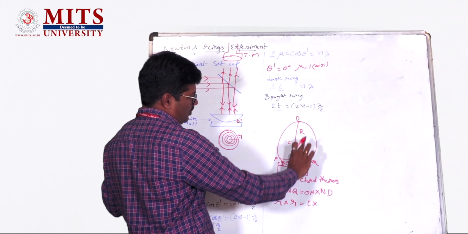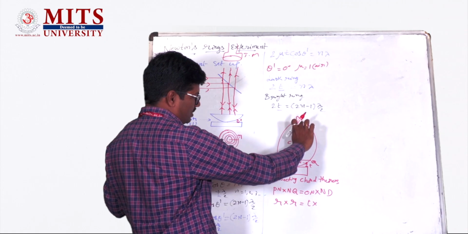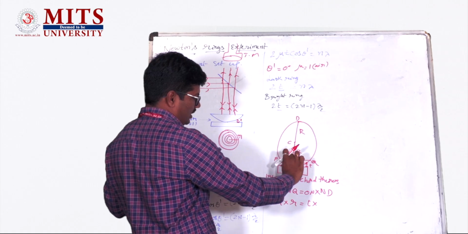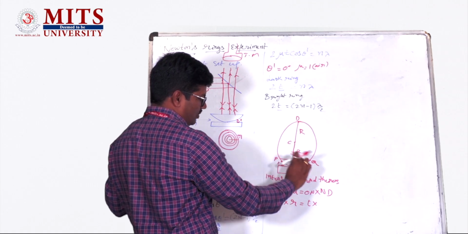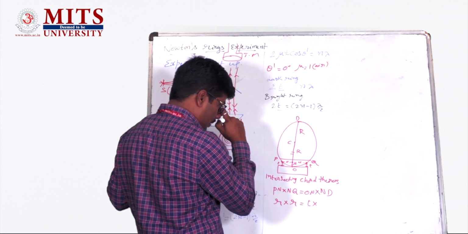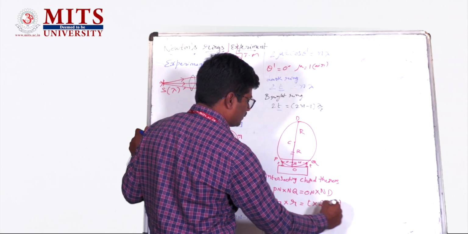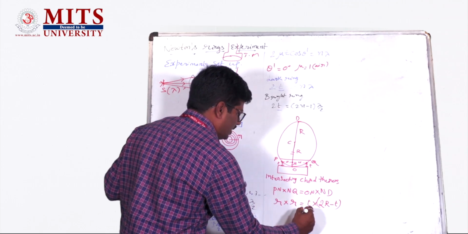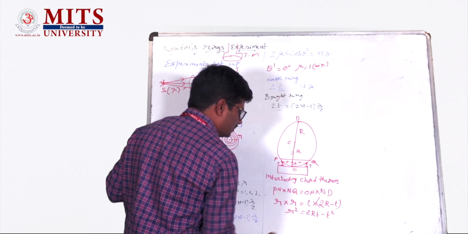See, OD is 2r. OC is r, CD is r, so 2r, and ON is t, but we need ND, so we can remove ON. So what we have is 2r minus t. So if you multiply, 2rt minus t square is equal to r square.